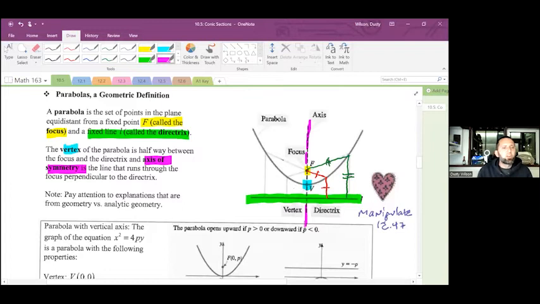So note, pay attention to explanations that are from geometry versus analytic geometry. So here we're describing things in terms of lengths and things that you could draw with a ruler and lines. There's no y equals x squared anywhere in sight here, even though the picture itself should be pretty familiar to you.